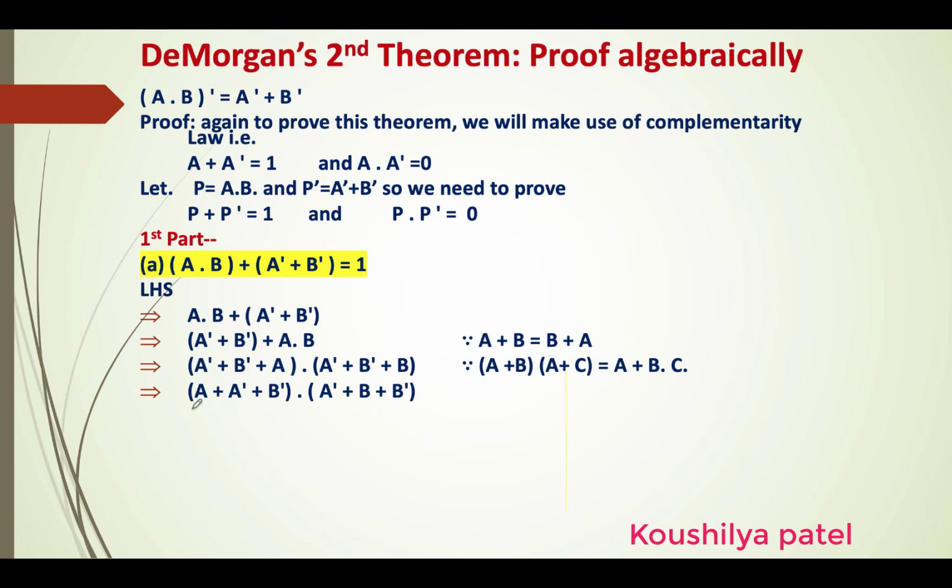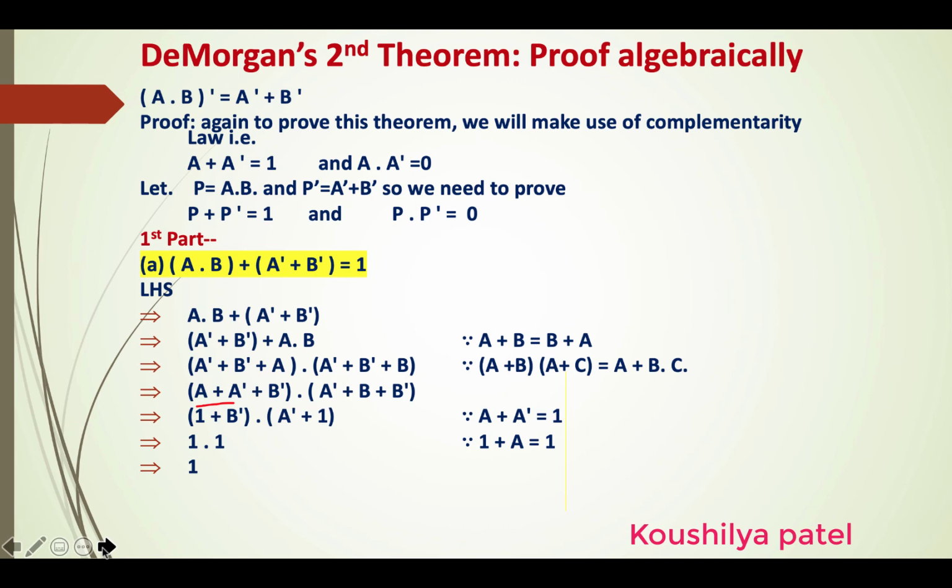Now again change the positions of the variables: (A plus A dash) into (A plus A dash plus B dash) and (A dash plus B plus B dash). A plus A dash will become 1 here as per the complementary law, and B plus B dash will also become 1 as per the complementary law. So we will get 1 plus B dash into A dash plus 1, and 1 plus B dash equals 1, and A dash plus 1 equals 1, and 1 into 1 is 1. In this way we have proved the first part of this second theorem.